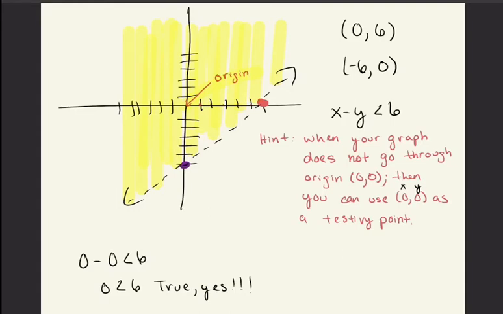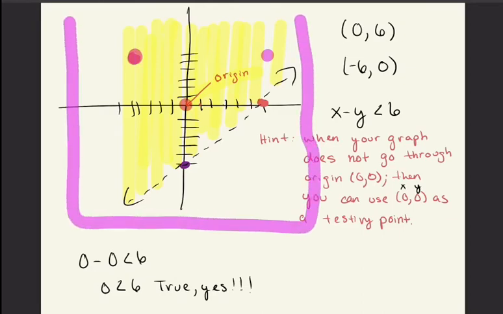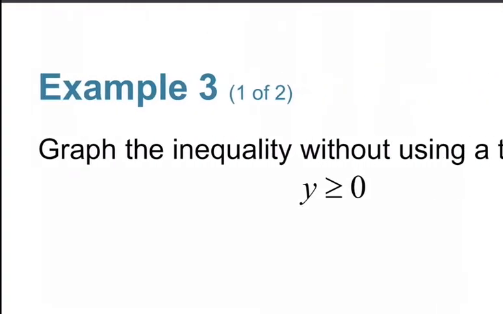So let's say we use negative 6, 6, that point right there. That's going to make this true. If I use 0, 0, as we saw, it's going to make it true. If I use 6, 6, it's also going to be true. That means all those solutions are true, making this our final answer. So this is our graph, and I'm done with this problem for now. Remember, any point within that shaded area will make this statement true.